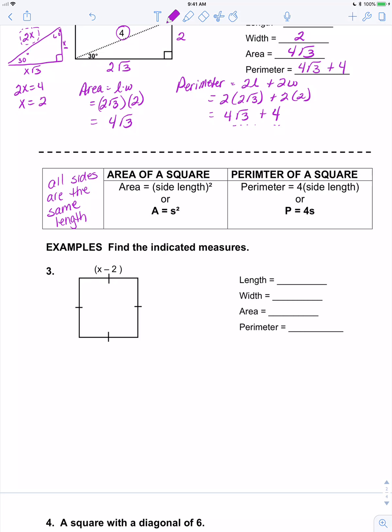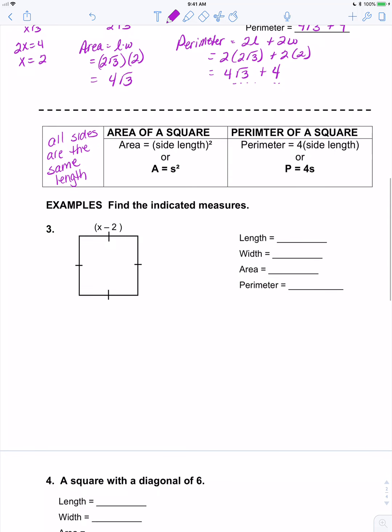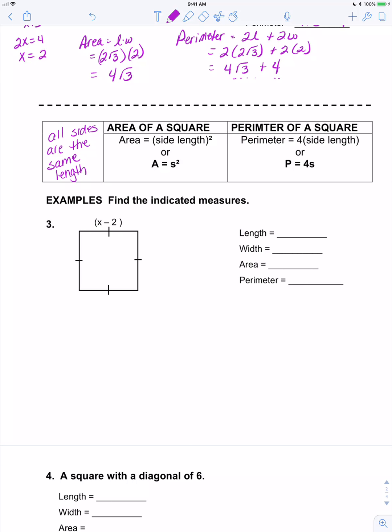The perimeter of a square, since all the side lengths are the same, is just 4 times the side length. Okay, so the length here is x minus 2 in this example. Well, we know these little marks here mean that all these sides are the same length. That's telling me that's a square. So the width is also x minus 2.